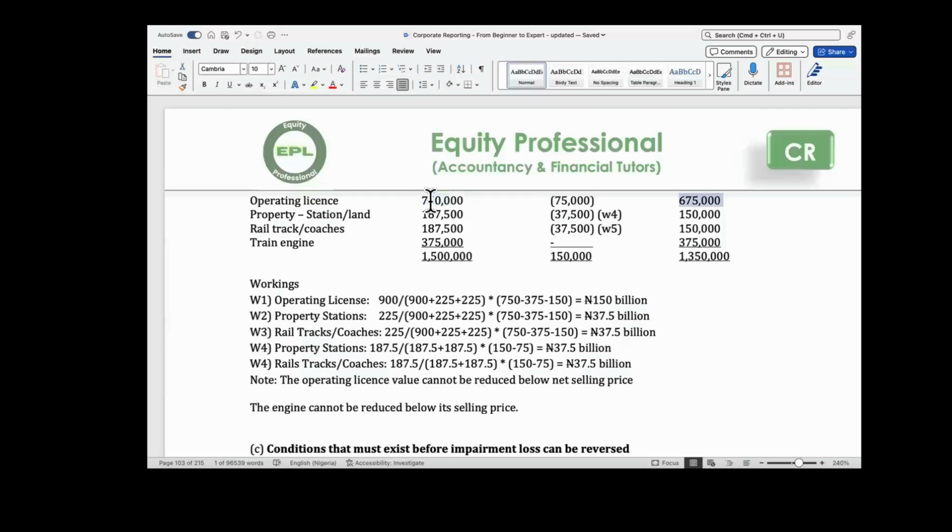Indeed, you can see how we carefully brought down the 750 to the 675 given to us in the question, that some people came and wanted to buy the license for 675. That becomes the net selling price of that license. So we allocated 75, enough to bring it down from 750 to 675. Okay, and that's the major thing this question has taught us.